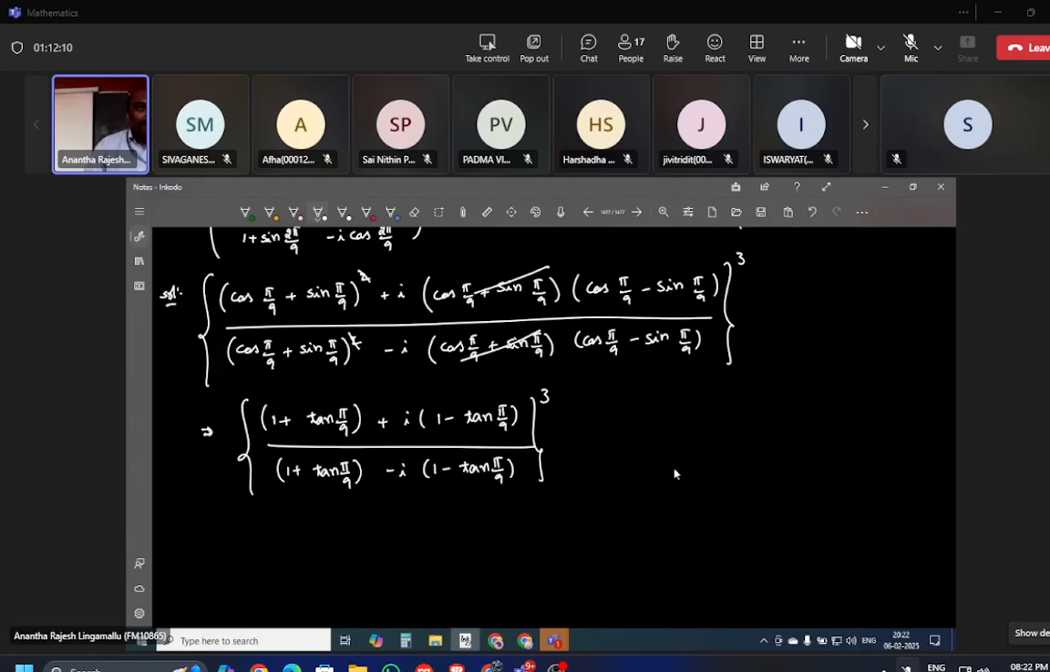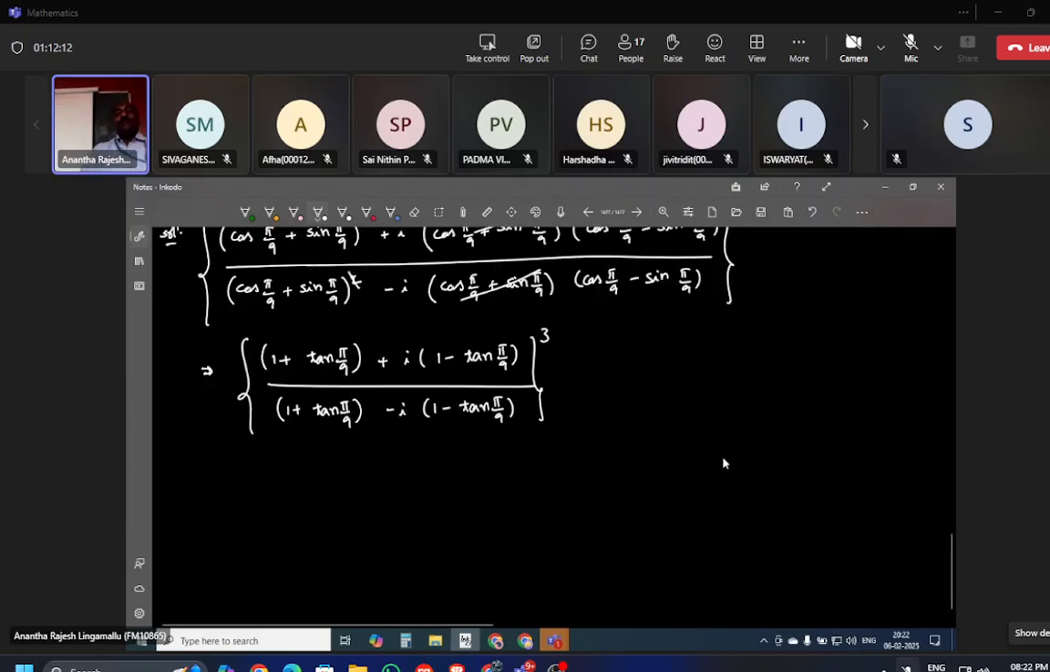Somewhat simplified. Next, what is my next step? You know 1 minus tan theta by 1 plus tan theta? What is 1 minus tan theta by 1 plus tan theta? Tan pi by 4 minus theta. Excellent. Tan pi by 4 minus theta. So I want to create this term here. So what should I do? Divide every term with 1 plus tan pi by 9.